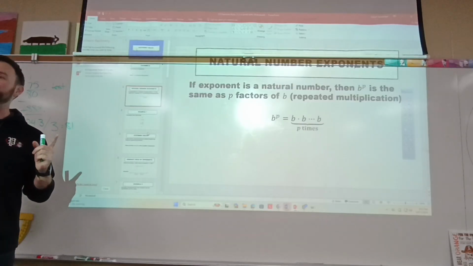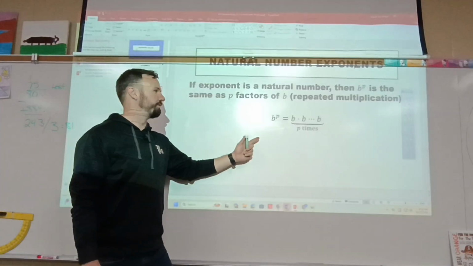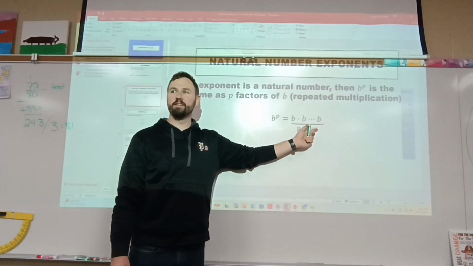What does it mean to have an exponent? It means you have that many numbers multiplied by each other.